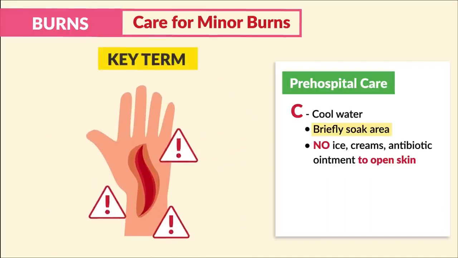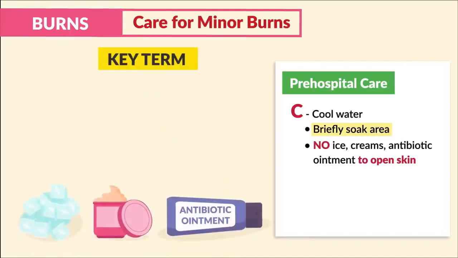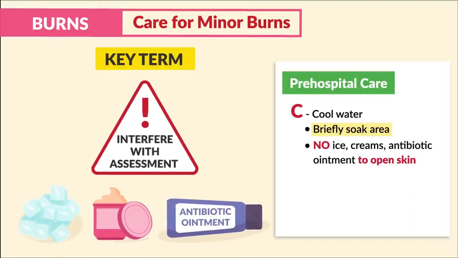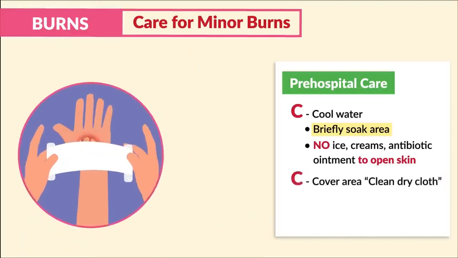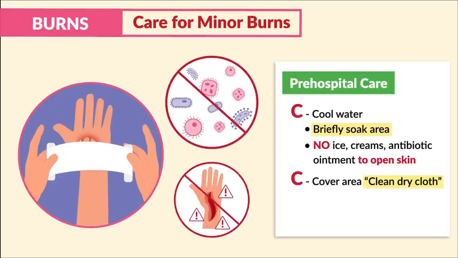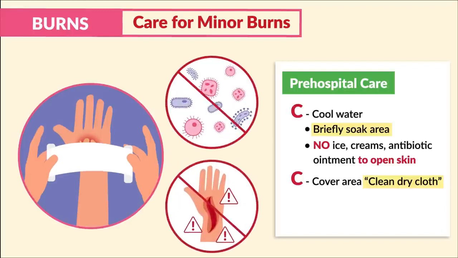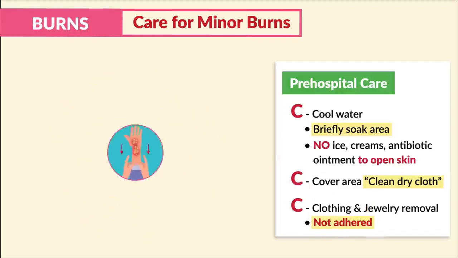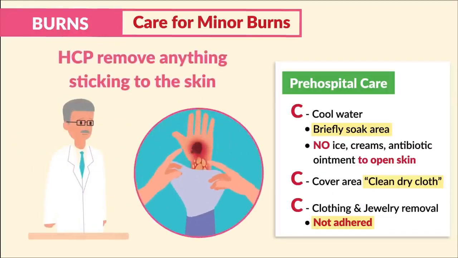So this can lead to additional damage, and the creams, lotions, and antibiotics may interfere with the assessment from the healthcare provider. Now, the second C is cover the area with key term, clean, dry cloth. So write that down. This is done to prevent infection and more damage in the pre-hospital setting. And the last C is clothing and jewelry removal near the burn, if not adhering to the burned skin. Only the HCP should remove anything adhering to the burned skin. So please be sure to write that down.